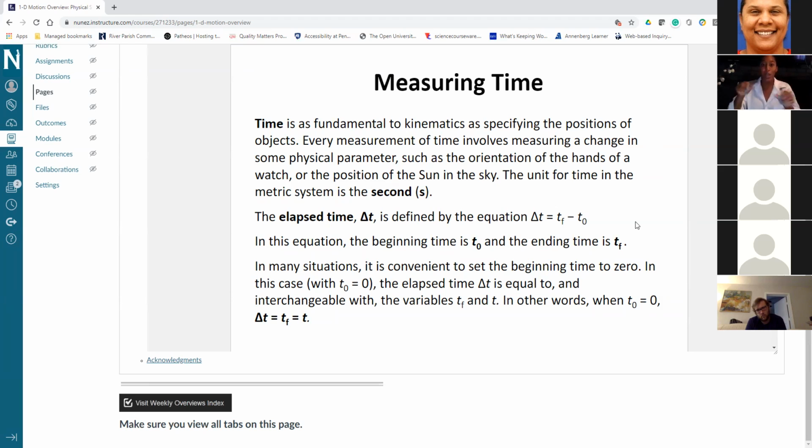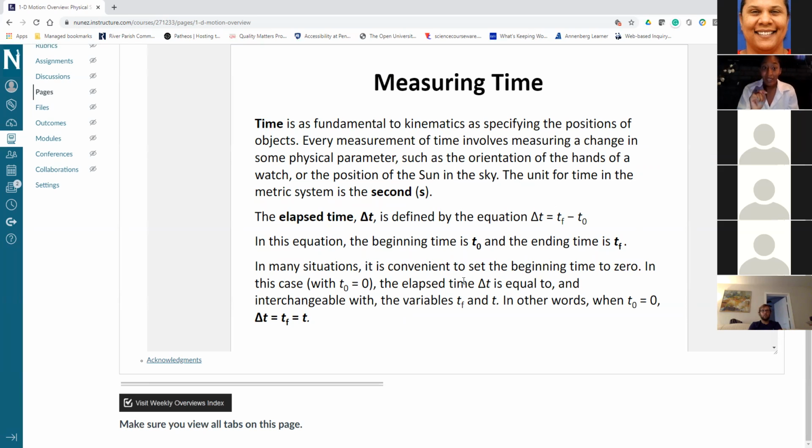Delta t is referring to how much time elapsed, or sometimes you hear how much time did it take, or how long did it take. Delta t. So we remember that delta means we're taking the final value minus the starting value. So t final minus t naught. So the final time minus the beginning time.